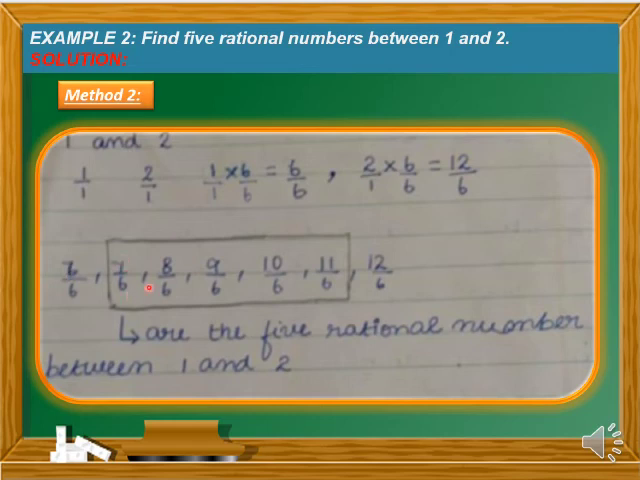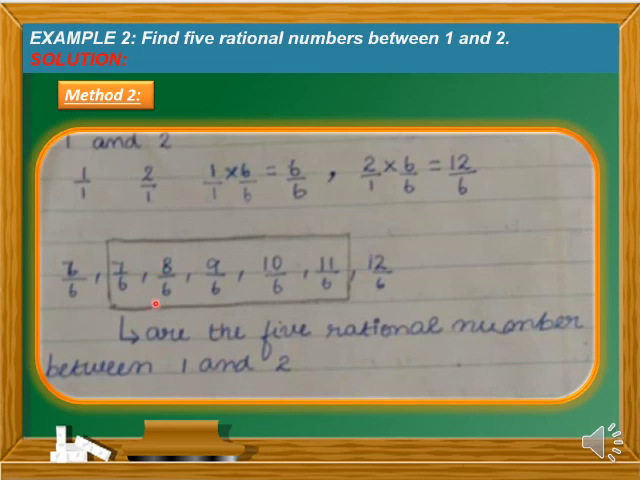The numbers are 7 by 6, 8 by 6, 9 by 6, 10 by 6, 11 by 6, and these numbers can also be cancelled. When we cancel that, the numbers obtained can also be the numbers between 1 and 2. So when we cancel 8 by 6, as 8 and 6 go into 2, 2 into 4 is equal to 8, so 4 remains here. 2 into 3 is equal to 6, 3 remains here. So the number 8 by 6 is equal to 4 by 3. So here you can see equivalent rational numbers.